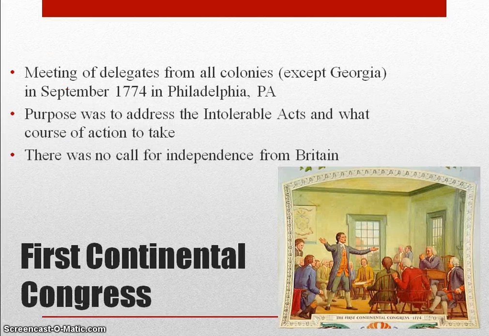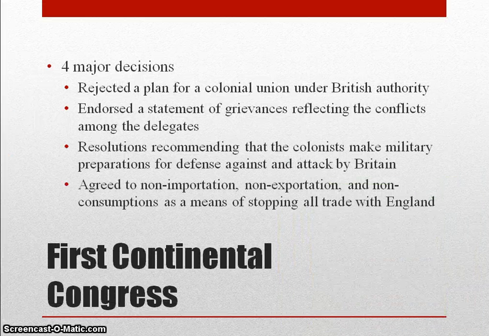The First Continental Congress meets in Philadelphia in September 1774, with the exception of Georgia. Their purpose is to address the Intolerable Acts and what course of action to take, but there is no real call for independence from Britain at this time. The First Continental Congress makes 4 major decisions.